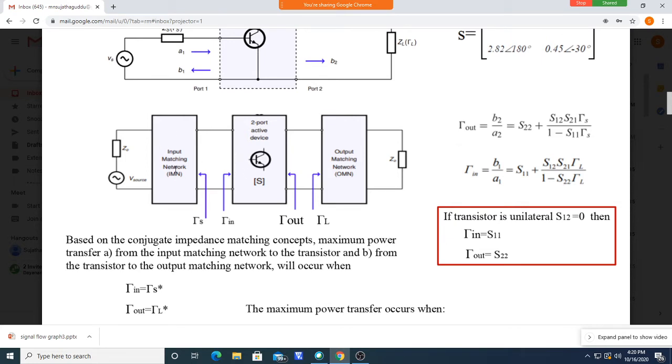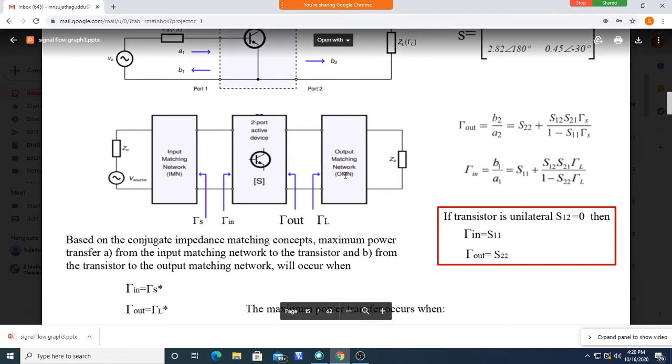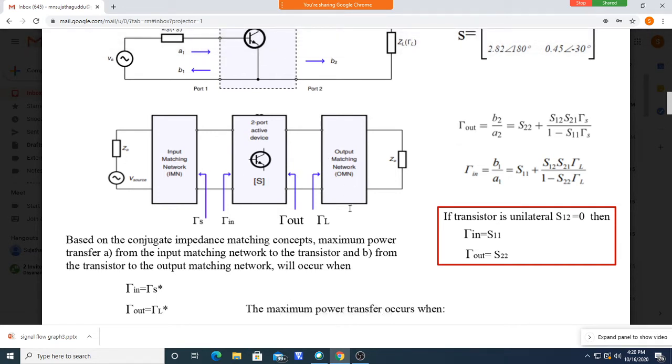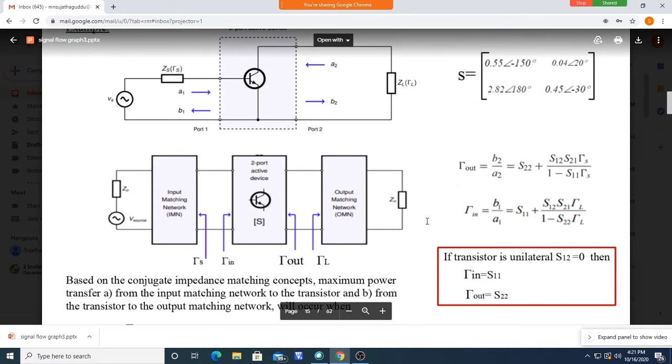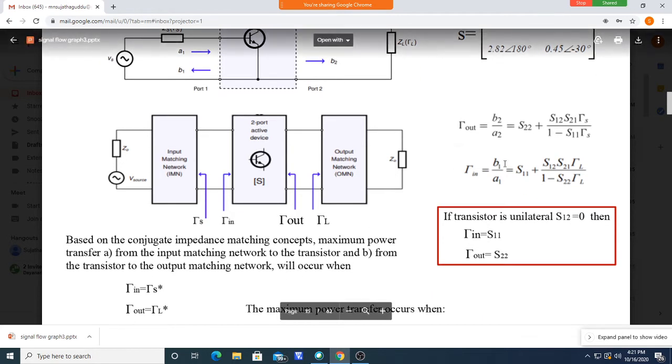So that's why there is an impedance matching network here and an impedance matching network here. So in RF and microwave, there is always a matching network at the input side as well as at the output side. This we were discussing in the previous class.